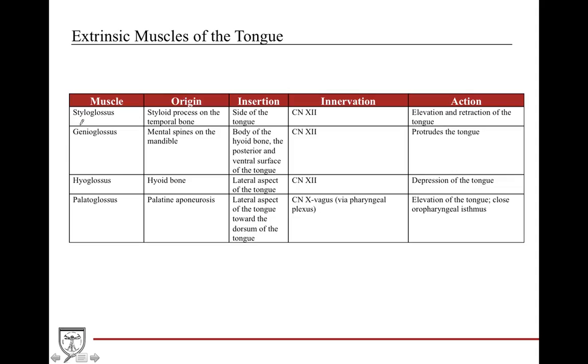Origin and insertion are pretty self-explanatory. Styloglossus, genioglossus, hyoglossus, palatoglossus. But look for the hallmarks. Look for the difference makers. And again, like I always say, it's innervation. The nerves, for some reason, are often tested on because they can get really confusing. So these three are all hypoglossal, but this one is vagus. Palatoglossus is the only one of the extrinsic tongue muscles that is innervated by vagus. Now, that's something important to keep in mind. It's something to know.